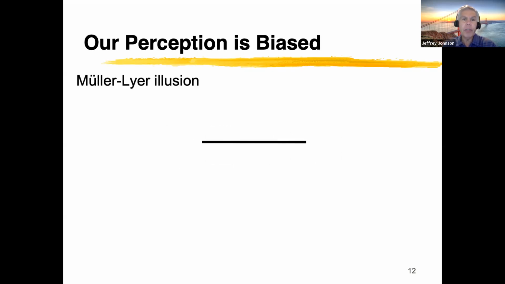Here's another example. This is called the Muller-Lyer illusion. We take a line and duplicate it, so we have two copies of the exact same line, and we put fins on them, and suddenly the one on the top looks longer to your eye than the one on the bottom, just because of those fins. So the current context is affecting your perception of the length of the lines.